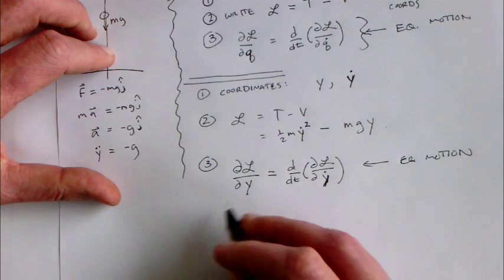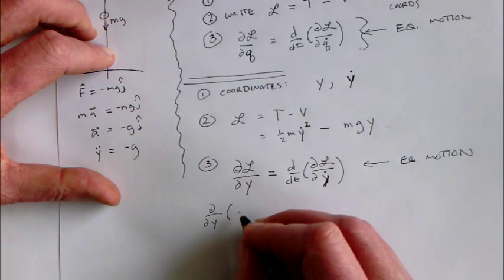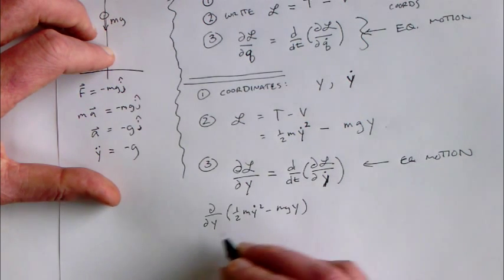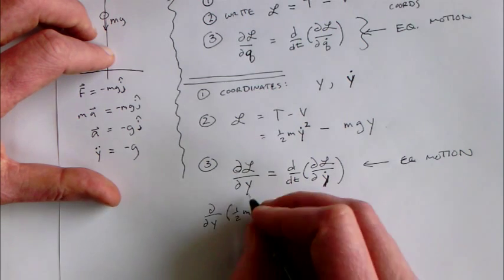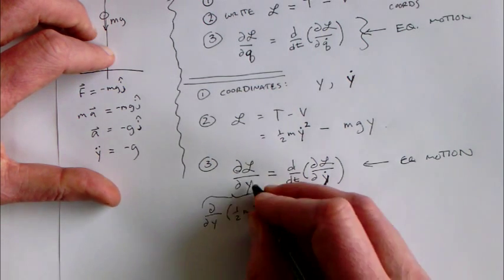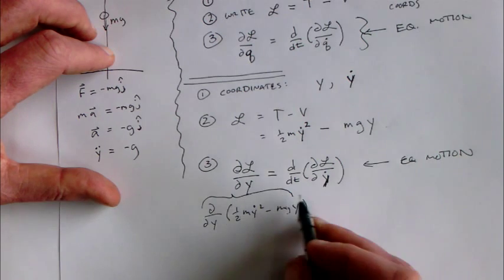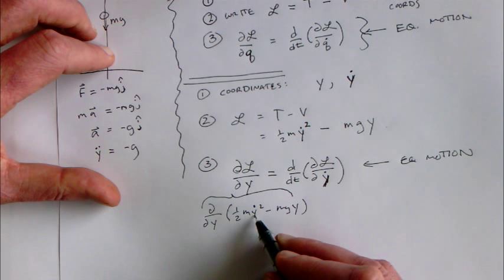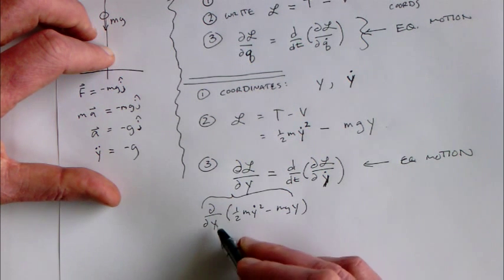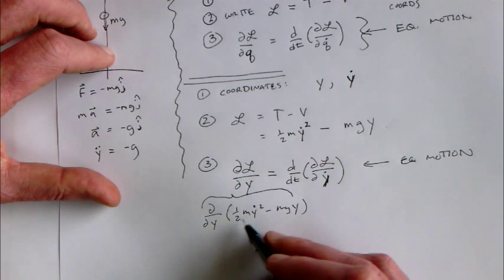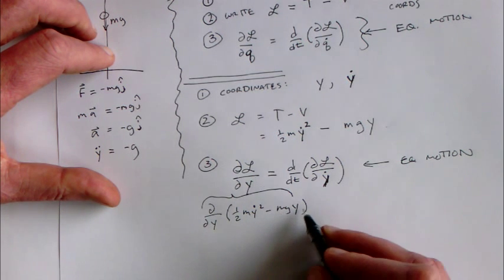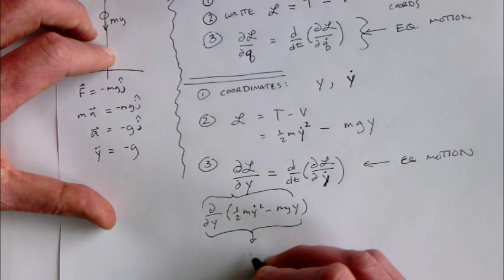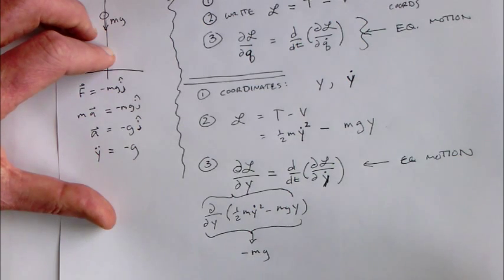What's the partial derivative, with respect to y, of 1/2 m y dot squared minus mgy? Well, that's what the left-hand side is here, right? If I'm taking the partial with respect to y, that means I'm holding y dot constant. So my first term is 1/2 m, which is a constant, times y dot, a constant, squared. The first term is all constant, d by dy of a constant is 0. And my second term, d by dy of mgy, is mg, right? So this whole thing gives me minus mg, right?